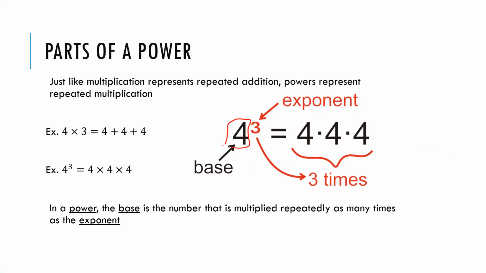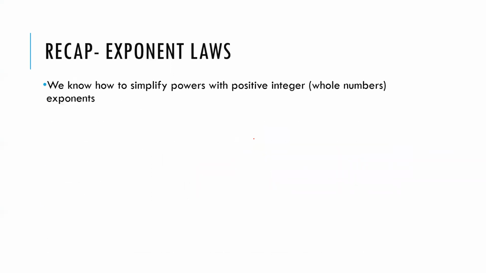That's really what you're doing there. It's really important that you understand these terms, as I will use them a lot. When I talk about the base of the power, I'm talking about the large number, the one we're multiplying by, and the exponent is how many times we multiply. So, quick recap, exponent laws. We know how to simplify powers with a positive integer exponent, and specifically whole numbers. We want to make sure you understand that we're just looking at whole numbers right now.